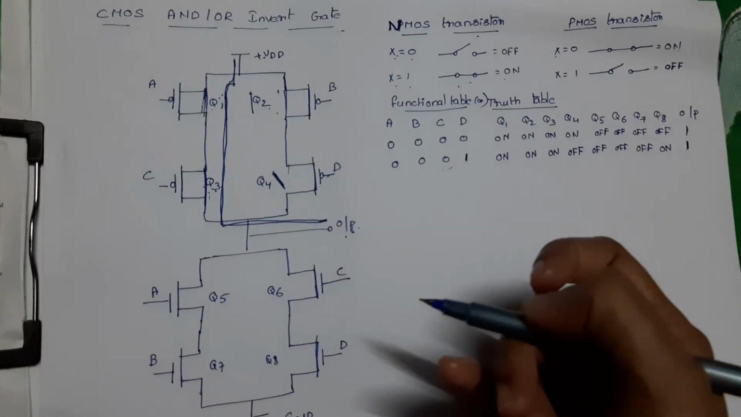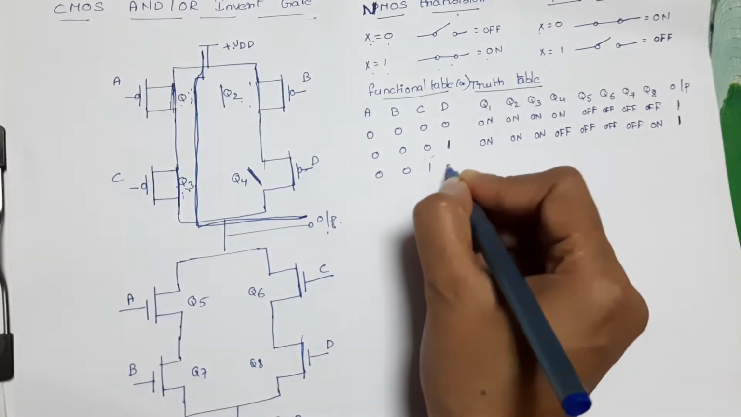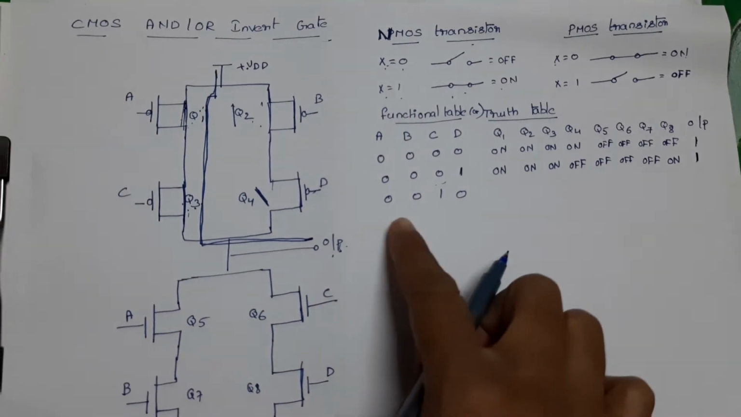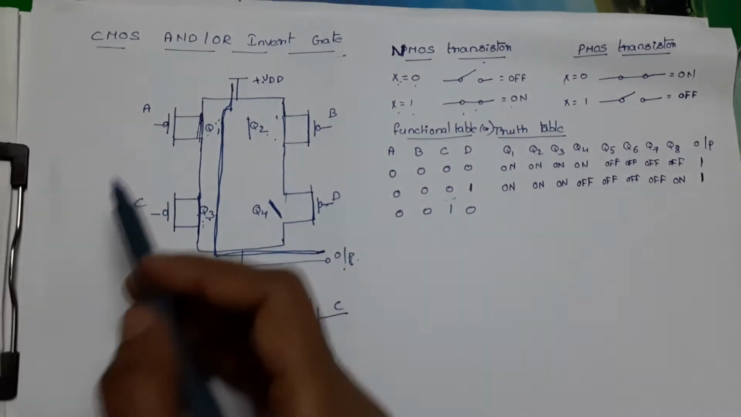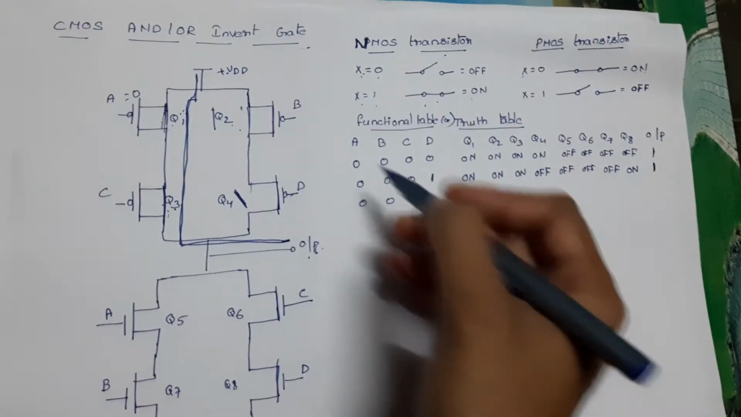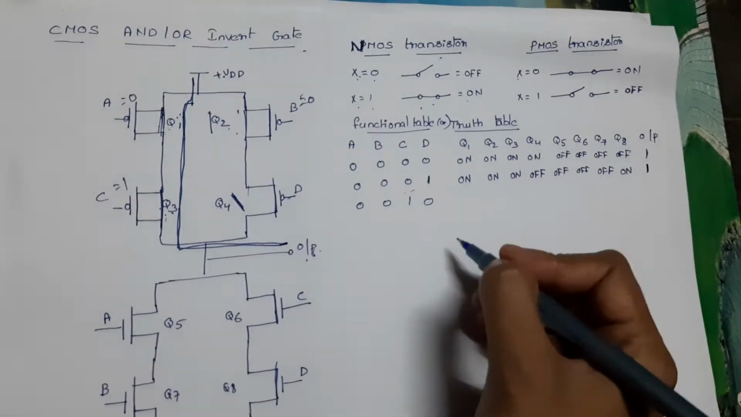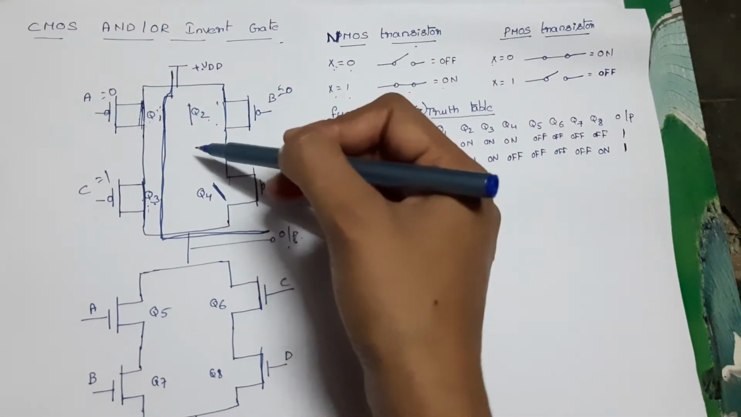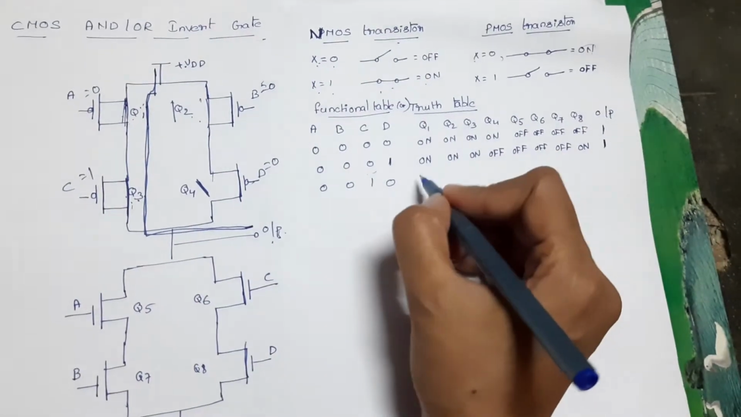So we will see one more operation also. The next input is 0, 0, 1, 0. Okay, so we'll see for this condition. So A equal to 0, B equal to 0, C is 1 and D is equal to 0. So 0 means these are PMOS transistors, no? So 0 means the transistors are in which condition? On condition.